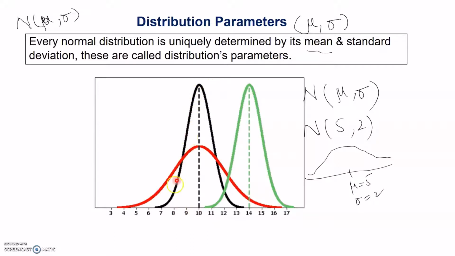The black normal curve is more peaked, whereas the red one is more flat. So the red one has a larger standard deviation as compared to the black one, but they have the same mean. Note that the green curve and the black curve have the same height, the same peak, so they have the same standard deviation. But they have a different mean. The mean of the black curve is 10 and the mean for the green curve is 14. So I hope you understand this idea, how it changes.